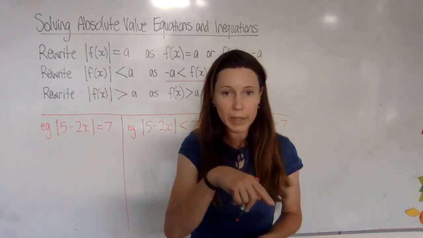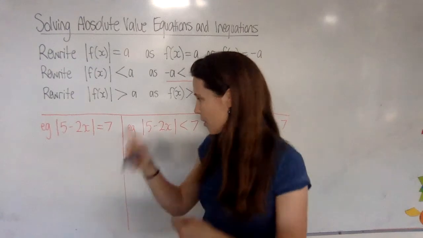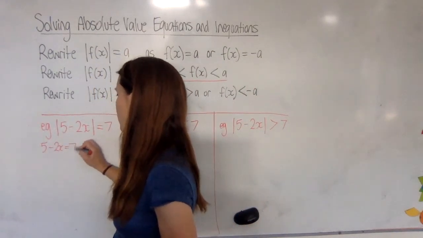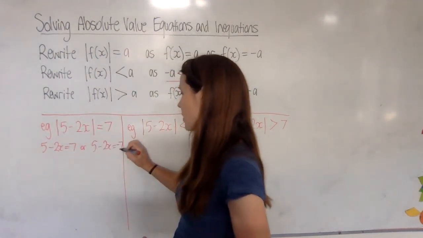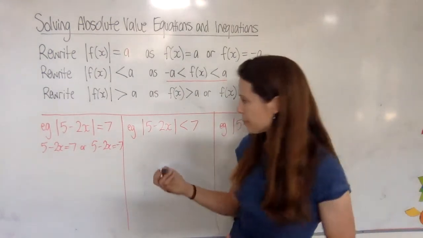That means it could be negative 7, and we've just given the absolute value to turn it into 7. So the first thing we do is we say 5 minus 2x either equals 7 or 5 minus 2x equals negative 7. And now we've got two little equations to solve and we'll get two answers.